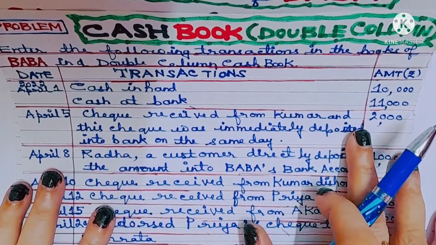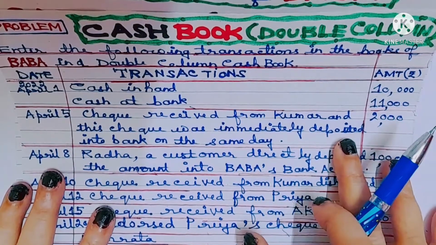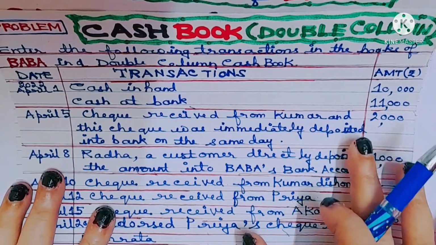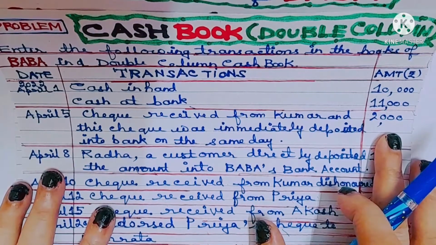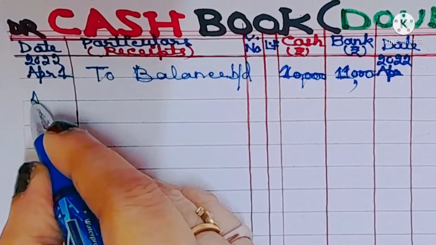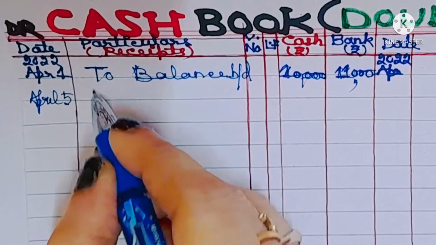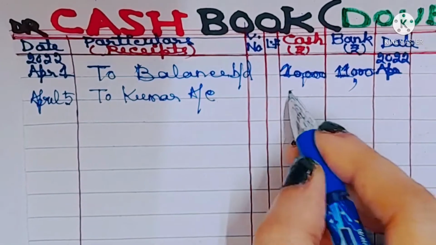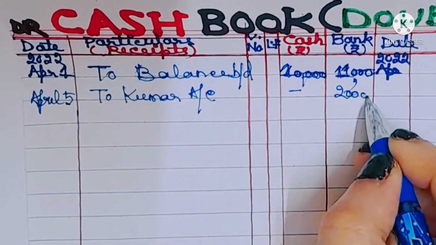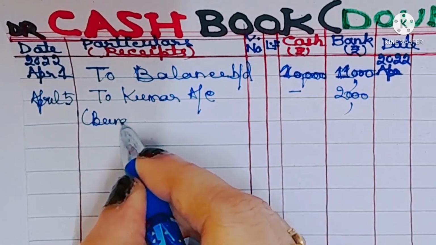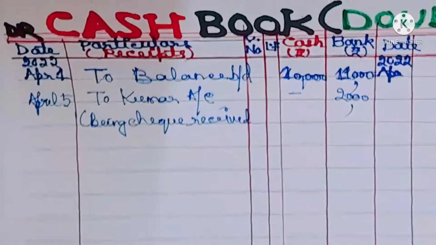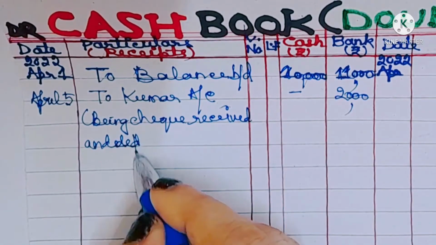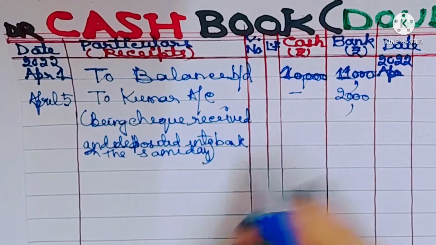So what is the position of bank account? Since bank account is on the debit side, Kumar account will also be on the debit side. So we'll have to write To Kumar account in the cash book on the debit side in the bank column 2000. Okay, so let's write. On 5th April, To Kumar account in the bank column 2000. Being check received and deposited into bank on the same day.